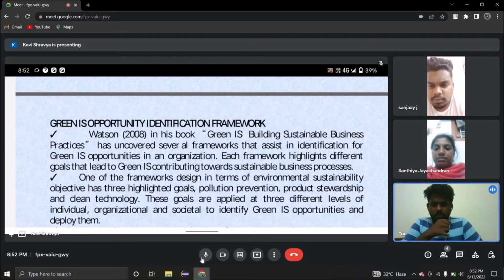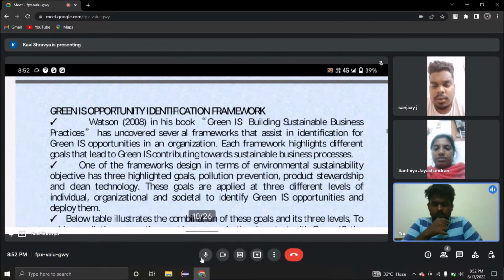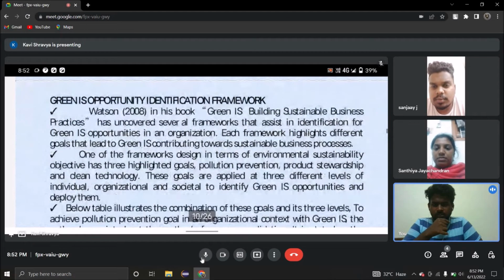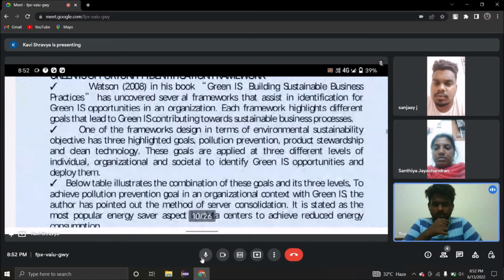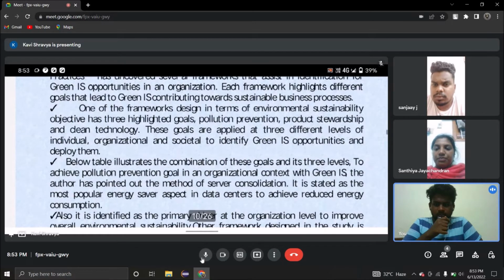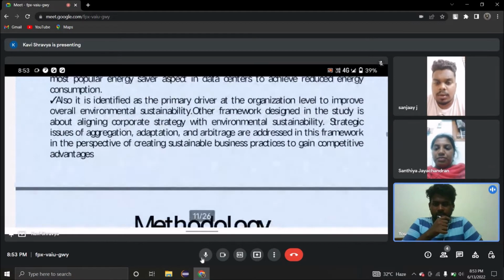Green IS opportunity identity framework. In Watson 2008, in this book on Green IS, building sustainable business practices has uncovered all the frameworks which have been identified as an organization which belongs to the table. It is a combination of these goals and its three levels to achieve the pollution prevention goal and conduct in the IT. Green IT plays an important role in the popular energy saver, and also identifies a primary driver.